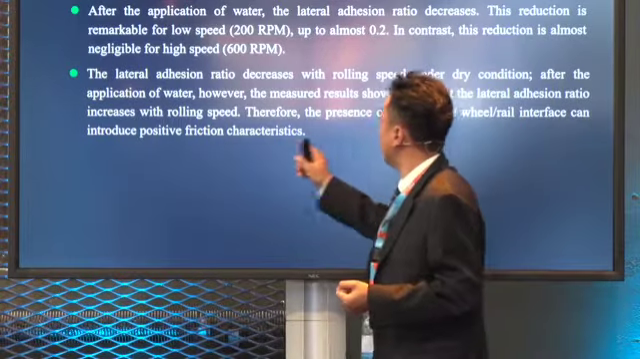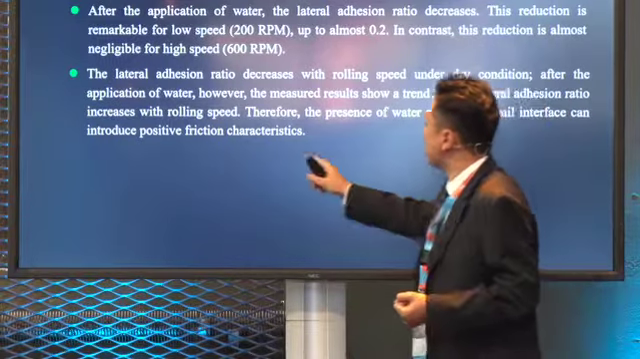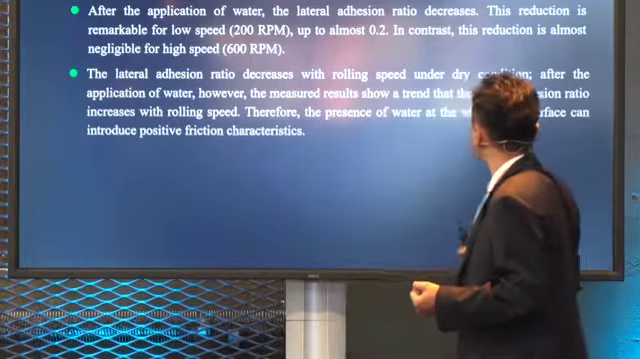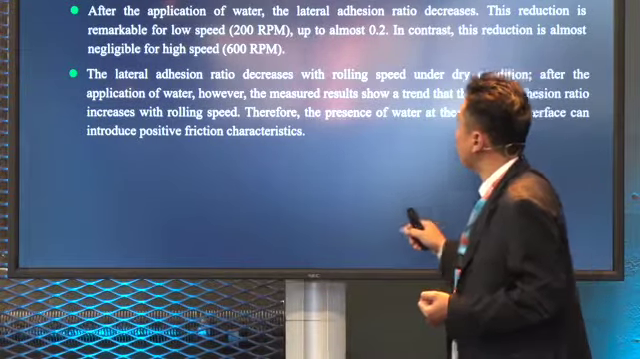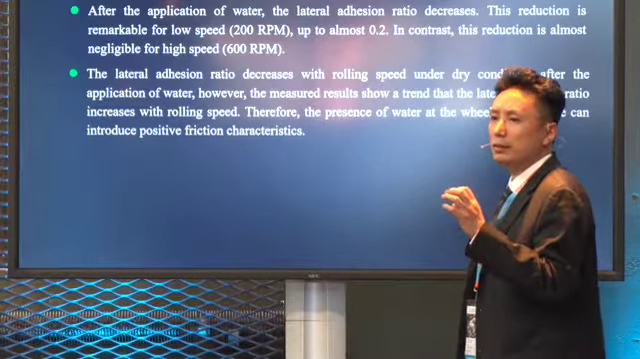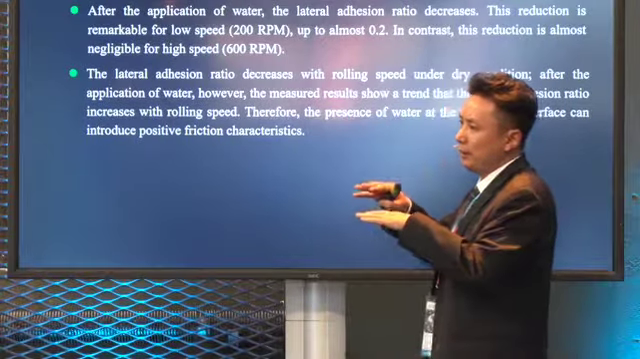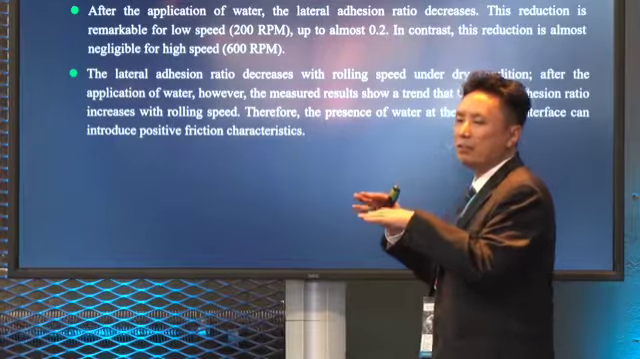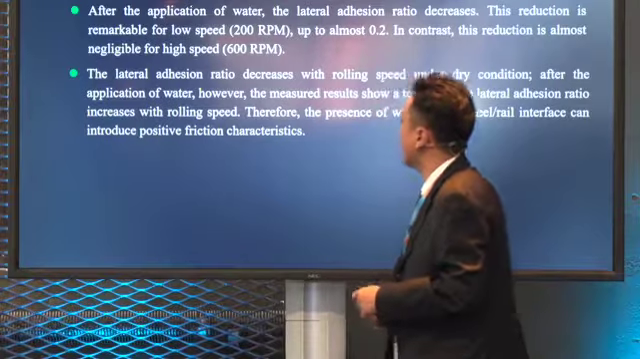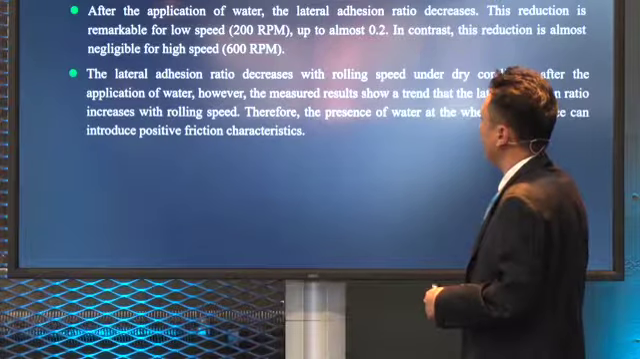However, after the application of water, the main results show a trend that lateral adhesion ratio increases with rolling speed. Therefore, the presence of water at the wheel-rail interface can introduce positive friction characteristics. So this means this can just reduce the negative damping effect. This is a unique discovery in comparison with that measurement in longitudinal direction.